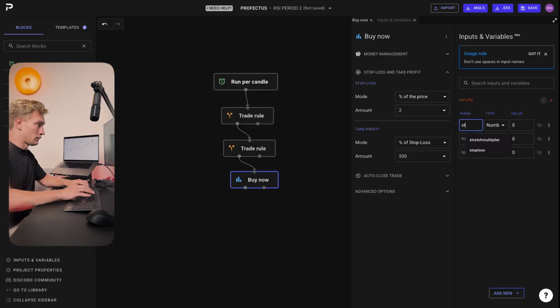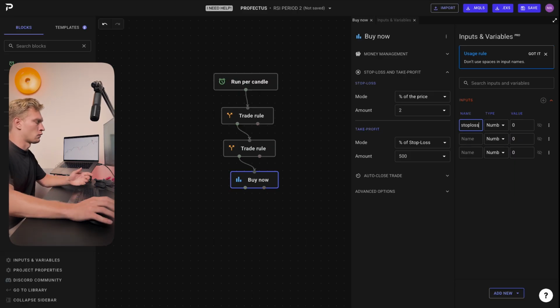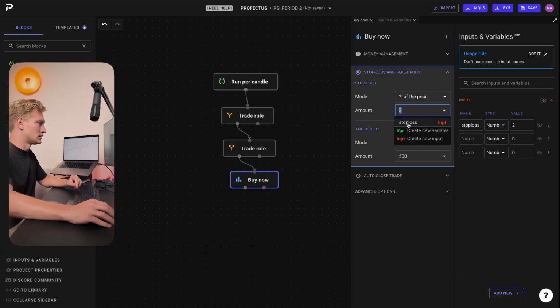So the first one I'm gonna do is stop loss. I'm gonna name it whatever I want, but it's nice to name it stop loss because we then know, okay, we're changing the stop loss. The value, we can keep it 2, but we can adjust it. So that makes it very easy. Now here, you see stop loss. You do that and it is done.